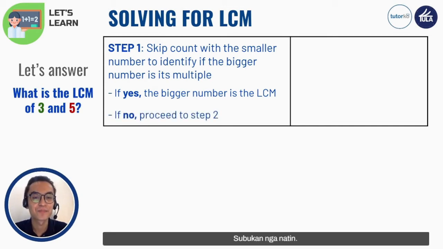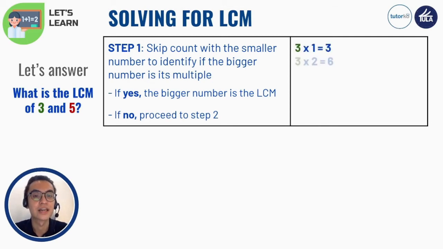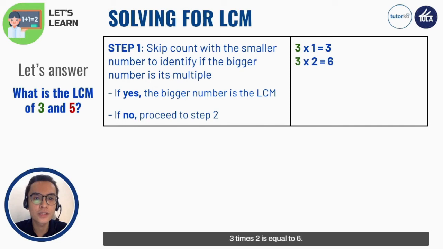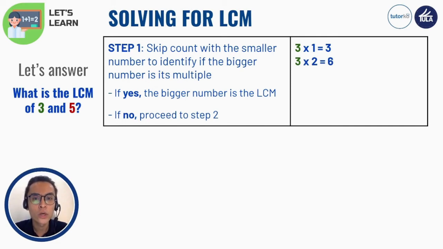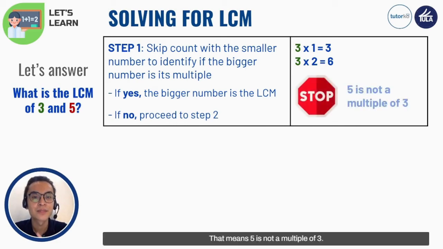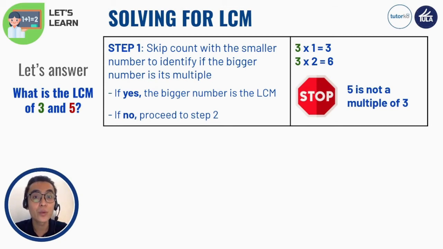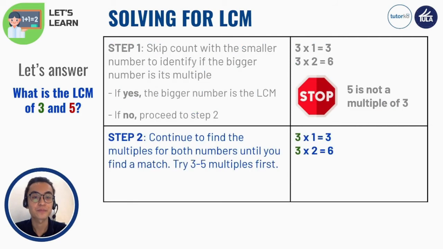Subukan nga natin. 3 times 1 is equal to 3. 3 times 2 is equal to 6. I think we need to stop here first. We already skipped number 5. That means 5 is not a multiple of 3. So our answer to step 1 is no. Kaya we need to go to step 2.